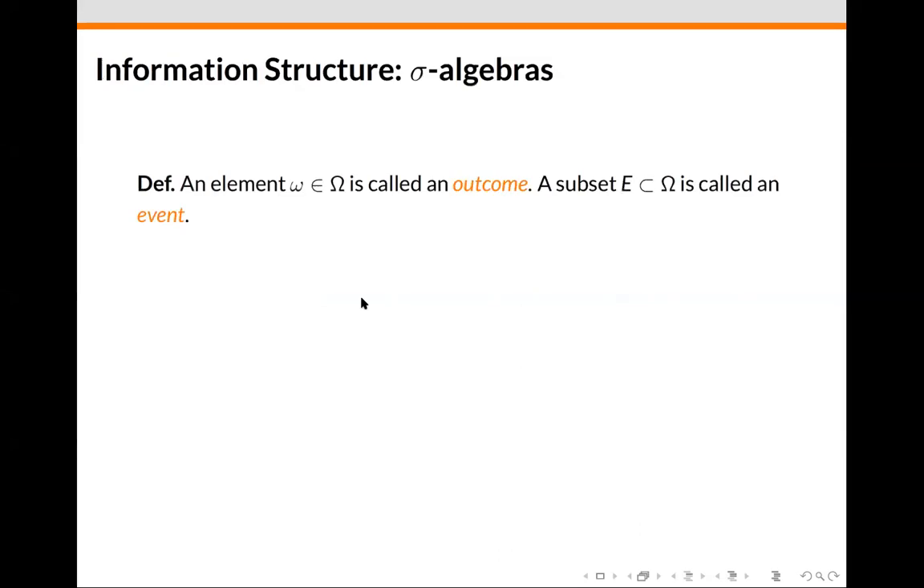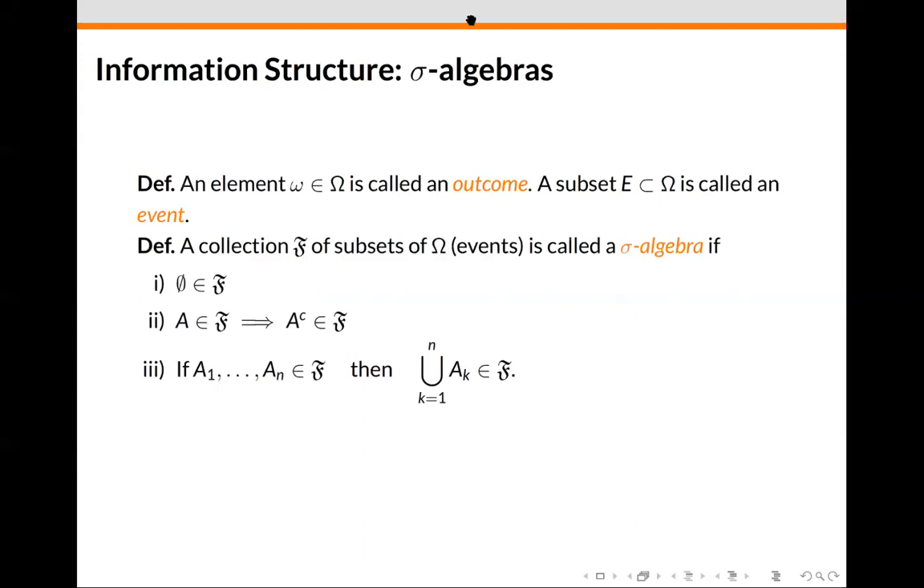An element of omega is called an outcome, but a subset is called an event. A collection of subsets is called a sigma algebra when it satisfies these 3 conditions. The first condition tells us that the empty set has to be in the collection. The second condition is a condition which is logical.